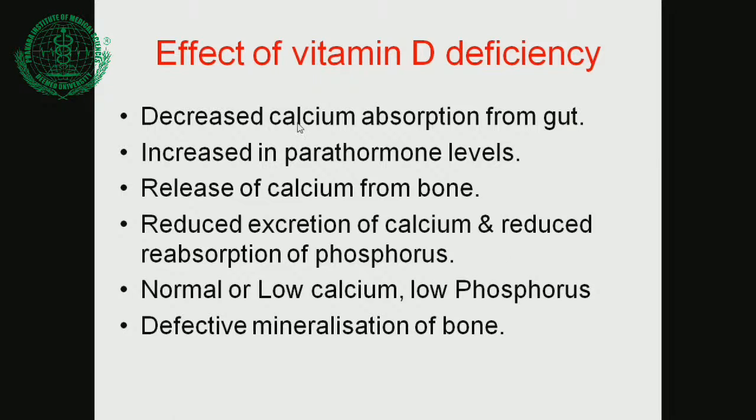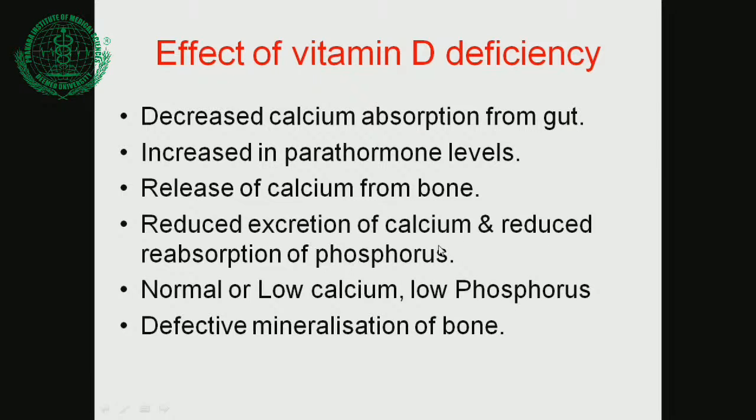Effect of vitamin D deficiency, that I was talking about, the pathophysiology. So there is a decreased amount of calcium absorbed from the gut, because the active form of vitamin D helps in increasing absorption. So with vitamin D deficiency, the calcium will be absorbed less from the gut. One thing: there is an increase in parathormone levels, and it will release calcium from the bone. So again there will be deficiency of calcium, and demineralization of the bone. Reduced excretion of calcium and reduced reabsorption of phosphorus.